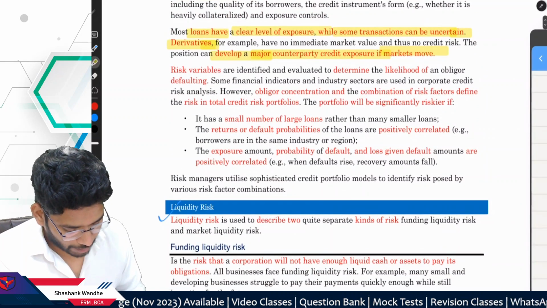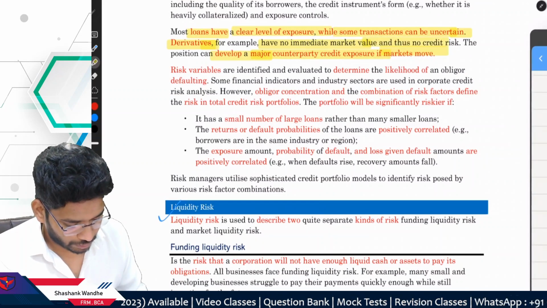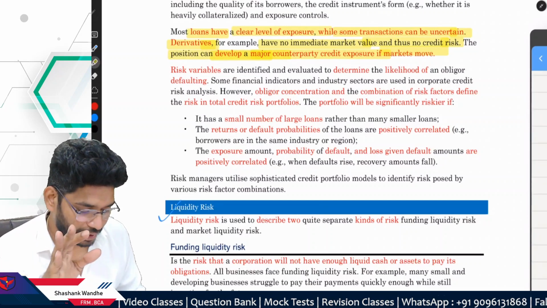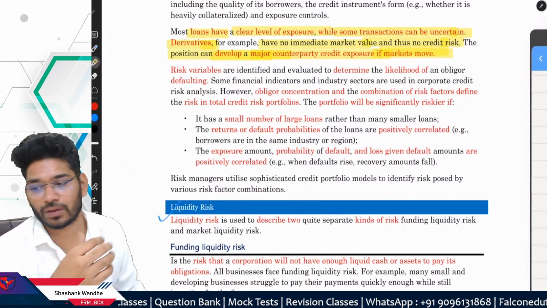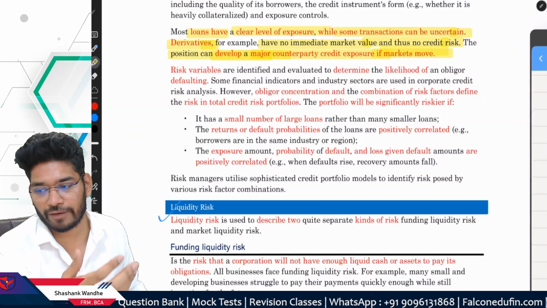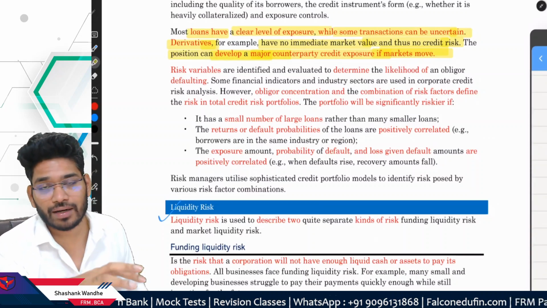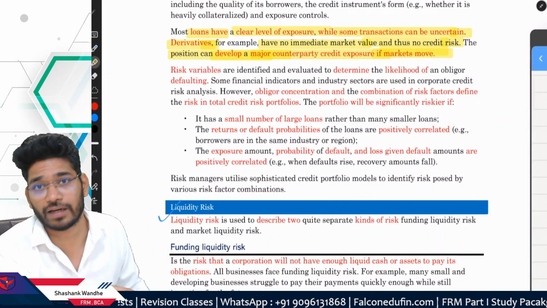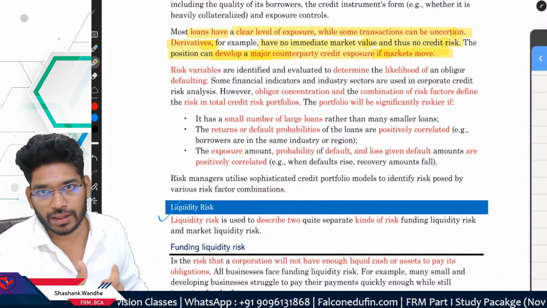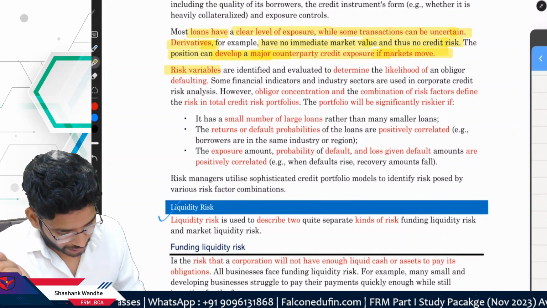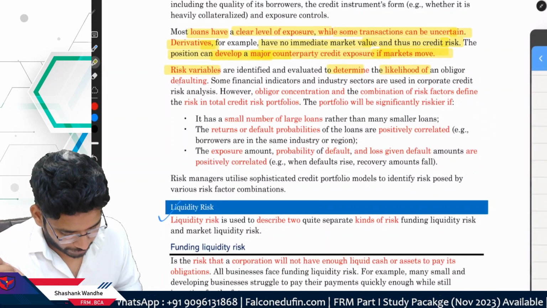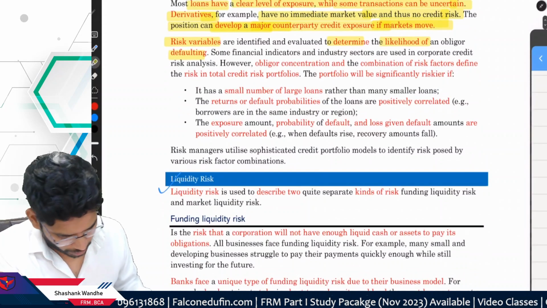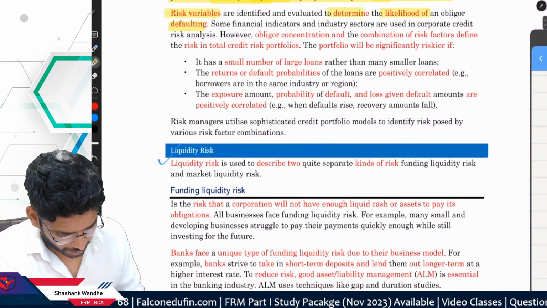So derivative, for example, has no immediate market value, thus no credit risk. The position can develop a major counterparty credit exposure if the market moves. Okay, so you may generate losses on derivative, which are not certain right now. So these are uncertain. How much losses you have to bear in case of the derivatives counterparty default is uncertain. Risk variables determine the likelihood of defaulting. And then you can read out this particular part. This is very easy.